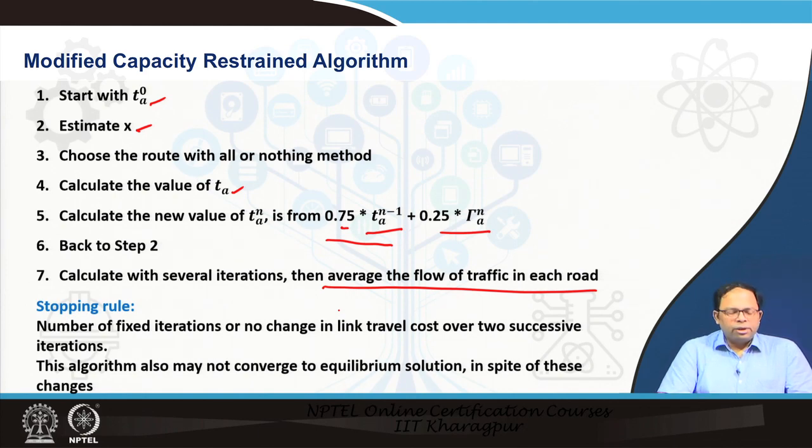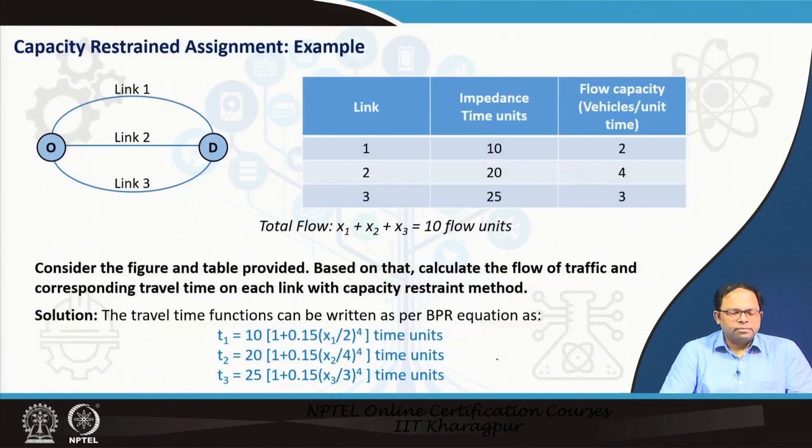So what is the stopping rule? The stopping rule is a number of fixed iterations or no change in link travel cost over 2 successive iterations. That means the convergence is more or less being achieved, or it's a fixed number of iterations, and this algorithm may not converge to an equilibrium solution in spite of these changes. So that also may happen.